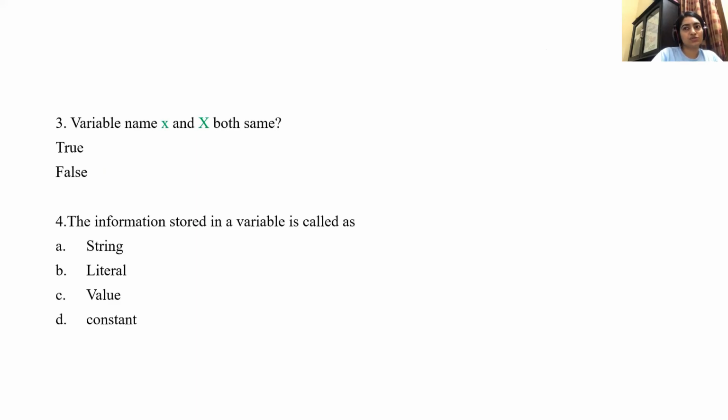Okay, the information stored in a variable is called, come on, you should say by now, yes, it's called value. If it's a constant variable, then the value is called a literal. Otherwise, for a normal variable, we say the information stored is a value. Great, I think you have answered all correctly. And with this, we have come to an end.